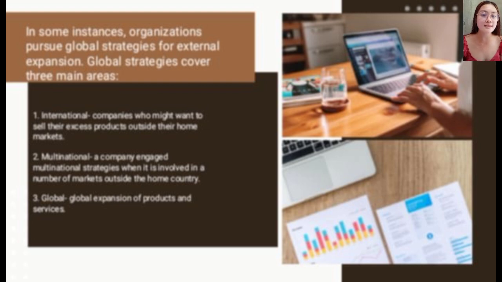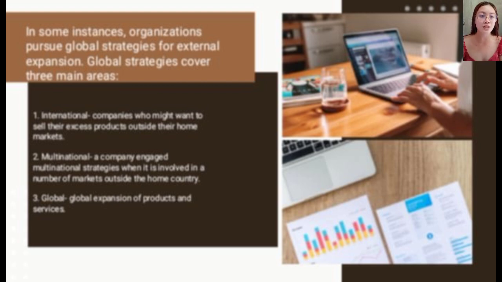So, in some instances, organizations pursue global strategies for external expansion. Global strategies cover three main areas. The first one is international, the second one is multinational, and the last one is global. So let's go on to the international strategy.